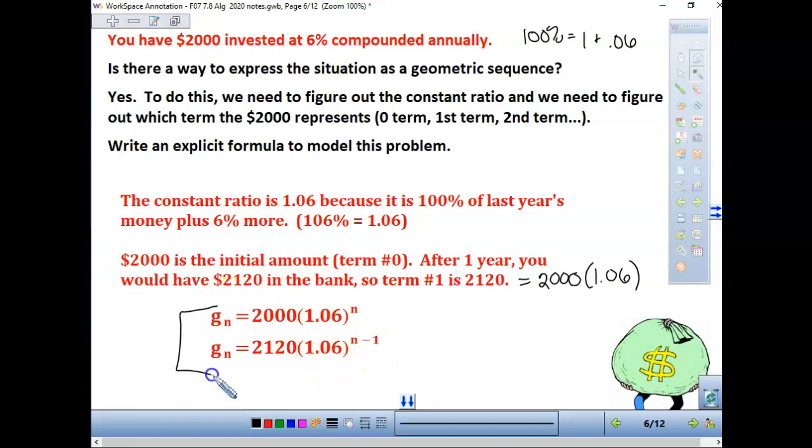I don't care which one you use. Both are going to work. I will take both answers as we are looking at this. Okay?